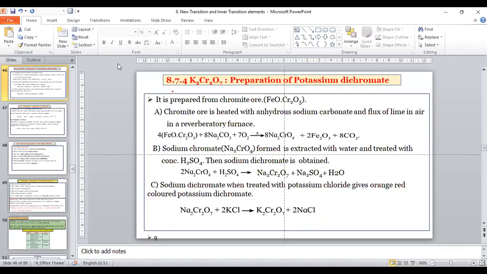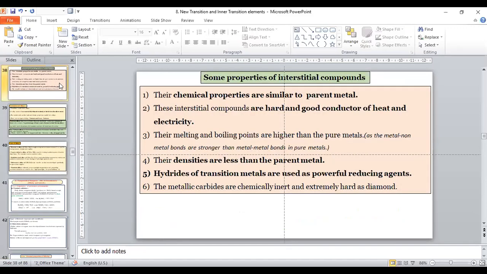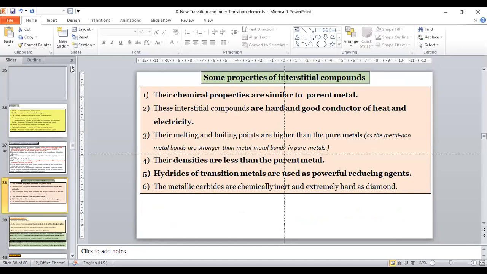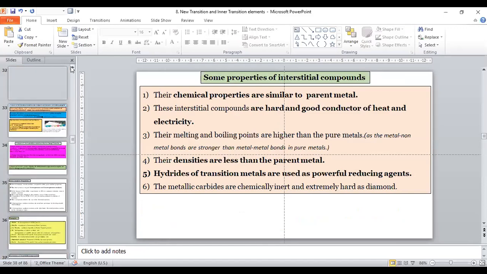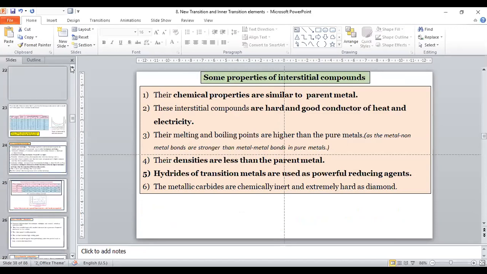We will do a quick revision and then start the next point. Interstitial compounds and alloys are also completed. I am coming from oxidation state.